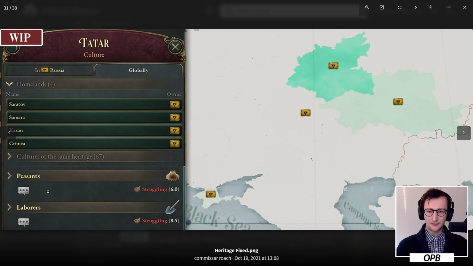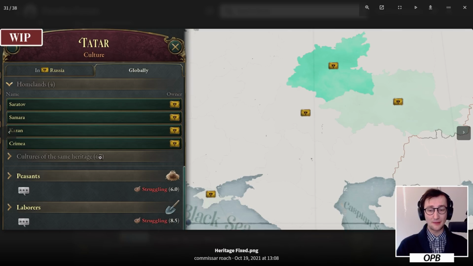You can see that most of them are peasants, or rather, I think many of them are peasants, many of them are laborers, maybe many of them are also something else. I can't really see it. Cultures of the same heritage. I assume this is like East European heritage, or maybe it's Turkic heritage. Honestly, I couldn't tell you.